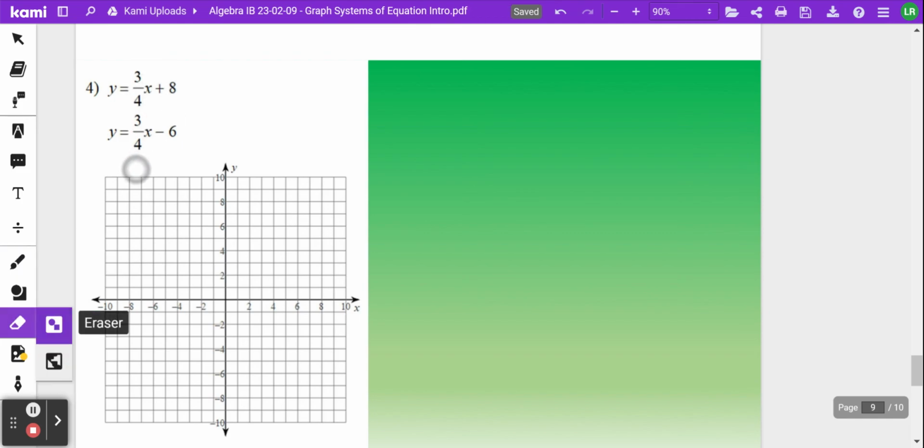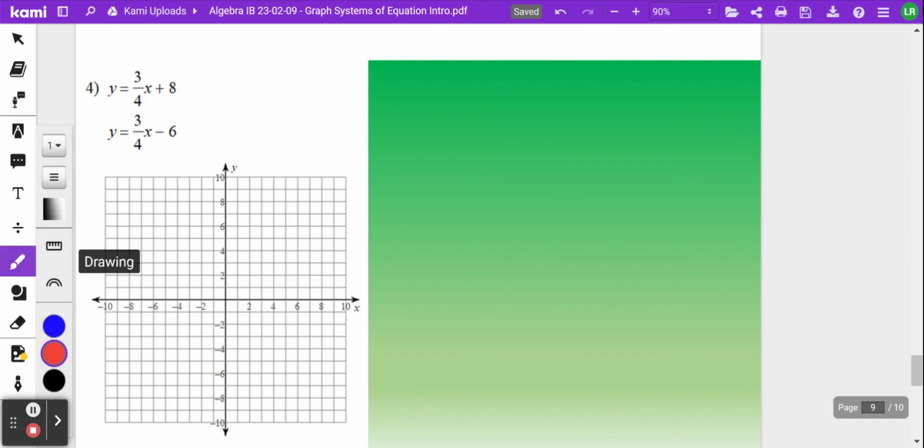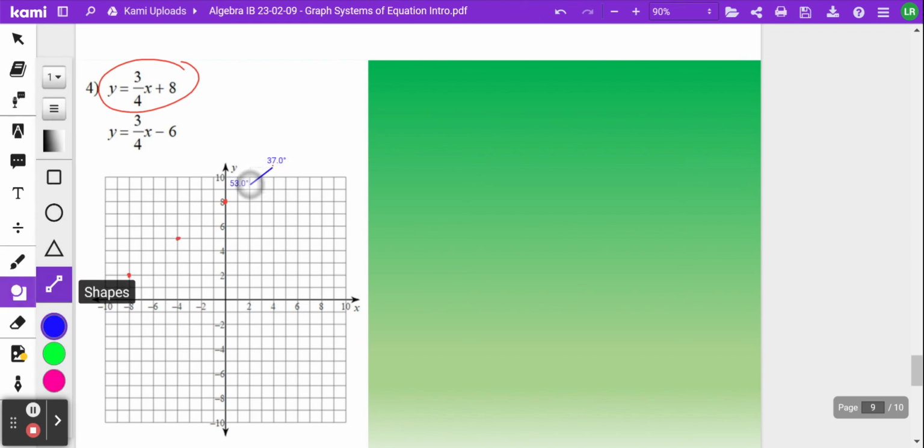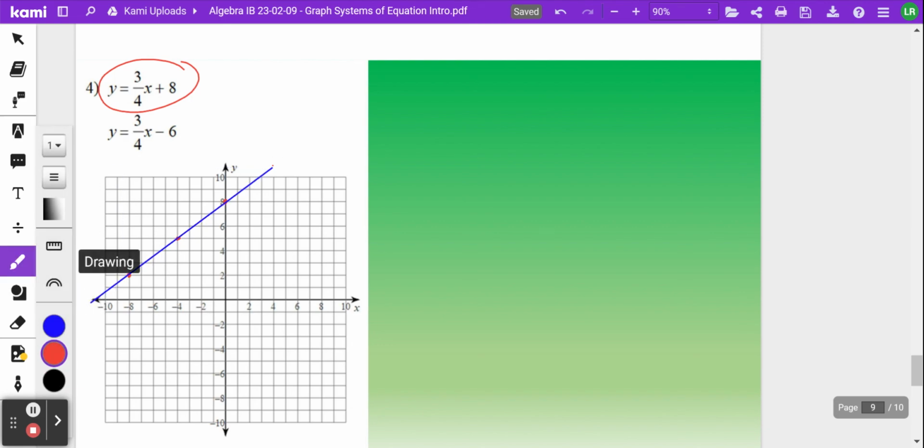So what I need to do is I still need to show it on the graph. So let's start with this top one. Red dots, +8, 3/4. I can't go up and right. That's off my graph. Down and left. Down 3, left 4. And we connect them. Connect the dots.